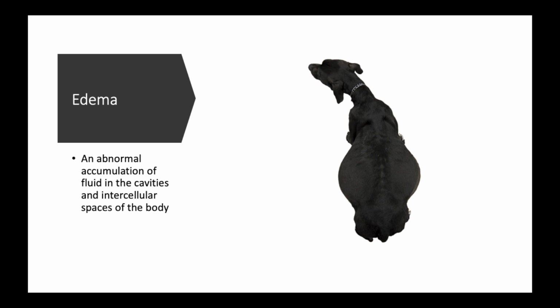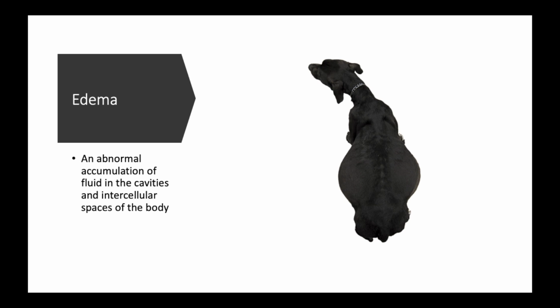Edema is a term that we should bring up because when it comes to maintaining homeostasis and maintaining the appropriate level of fluid within the body, an abnormal accumulation of fluid in the cavities and intercellular spaces of the body is called edema. So we have different types of edema. If edema is occurring in the peritoneal cavity, so the abdominal cavity, then we often call it ascites.